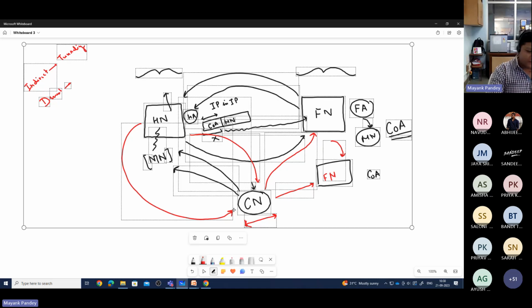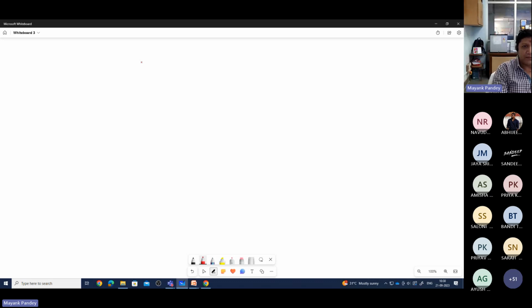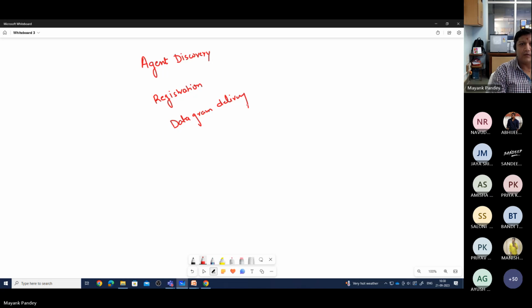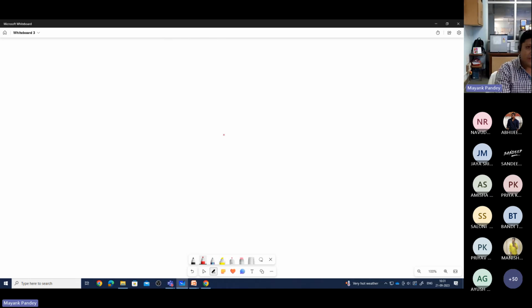If we see the internal detail, there are three basic processes: one is agent discovery, another is registration, and the third is datagram delivery. There are these three processes, one, two, and three. We'll be discussing each of these processes one by one: agent discovery, registration, and datagram delivery. So first of all, let's take agent discovery.